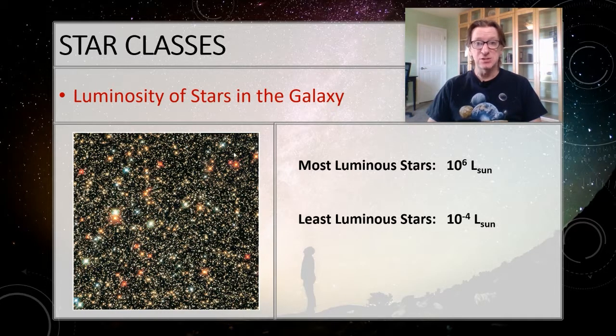The dimmest stars then are 10 to the minus 4, so 0.0001 times the brightness of the sun. These things are so dim that even though they might be close to us, you're going to have a hard time seeing them just because they're not putting out a whole lot of energy. So there's a huge range from the least luminous to the most luminous, and we'll talk about what we're going to have to do to deal with that here in just a little bit.